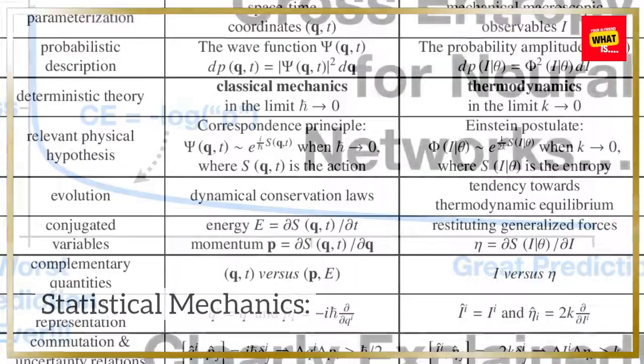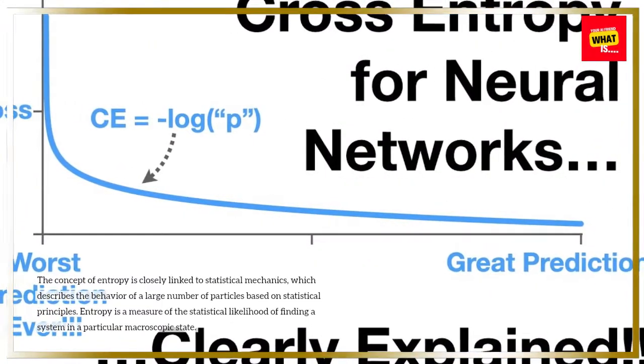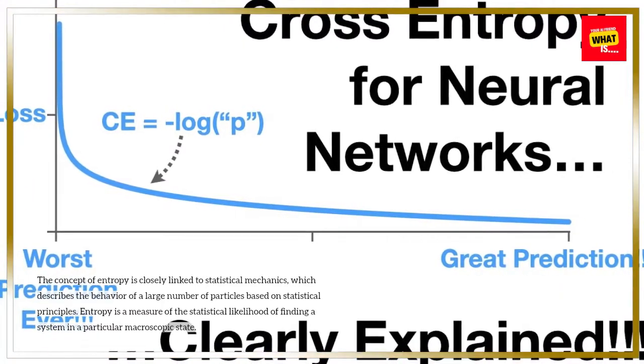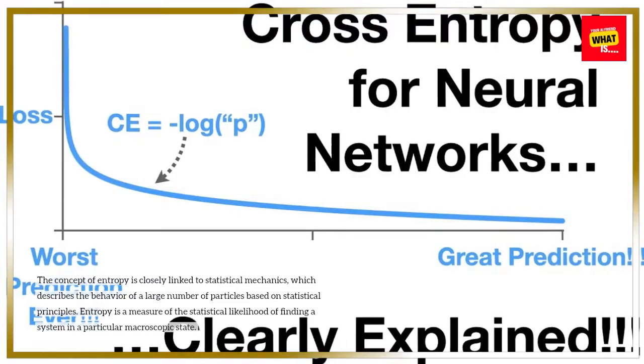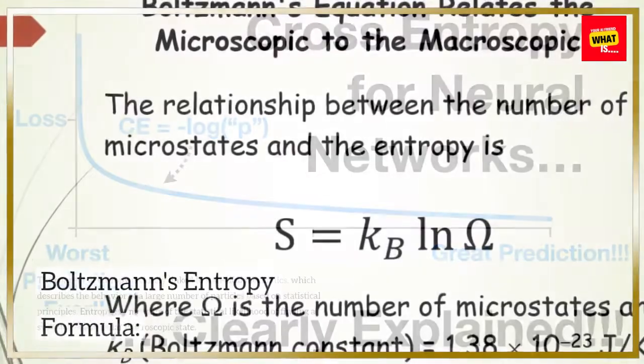Statistical mechanics. The concept of entropy is closely linked to statistical mechanics, which describes the behavior of a large number of particles based on statistical principles. Entropy is a measure of the statistical likelihood of finding a system in a particular macroscopic state.